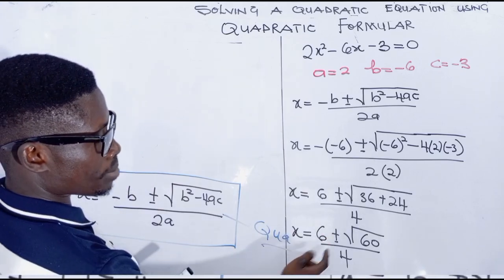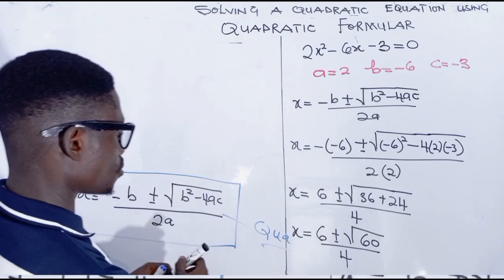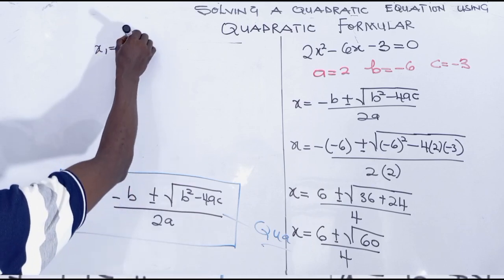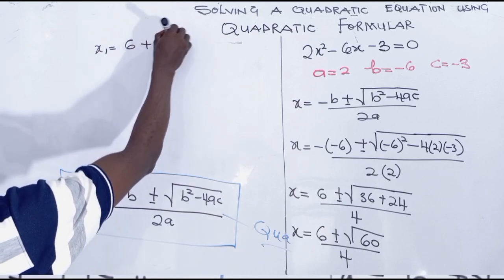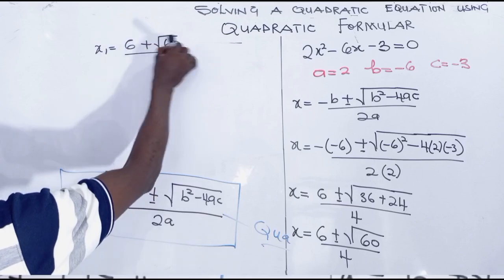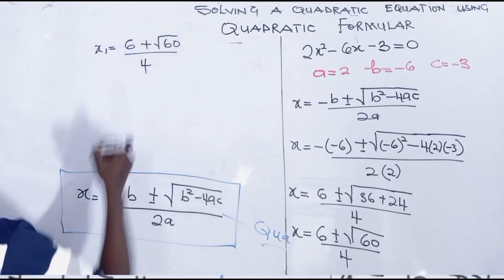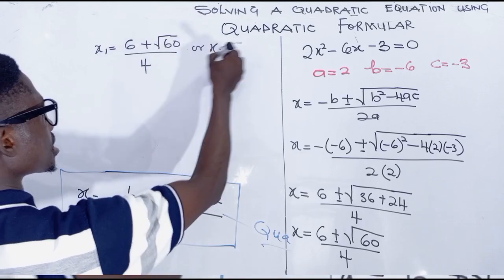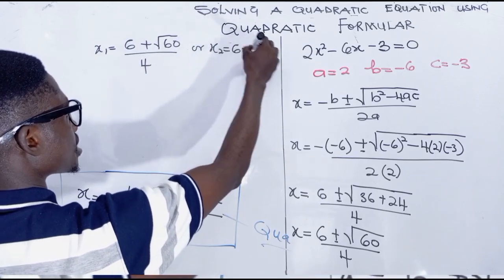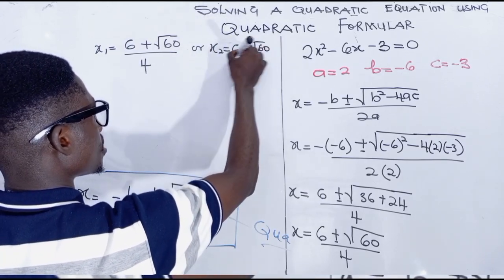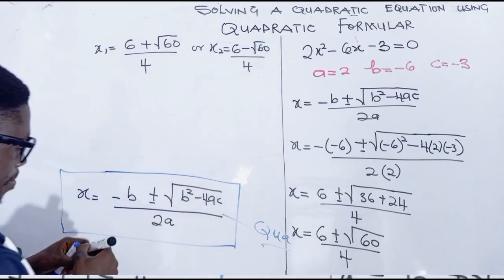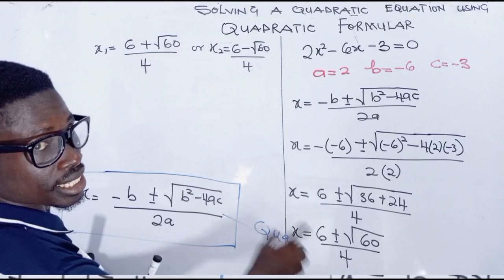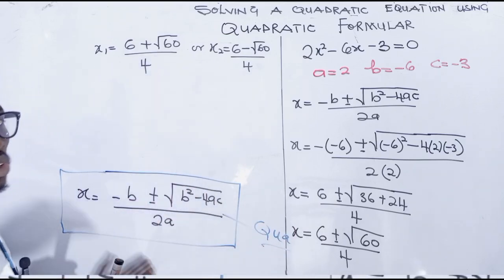Since we have plus or minus, we can split this into 2 to have our first x1 equal to 6 plus root of 60 all over 4. And then we can have our x2 equal to 6 minus root of 60 all over 4. This is the plus, this is the minus. So we split it into 2 to have these two solutions.